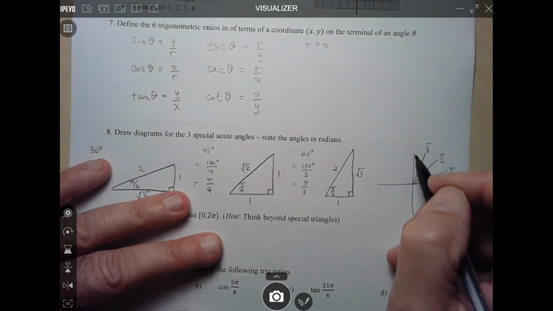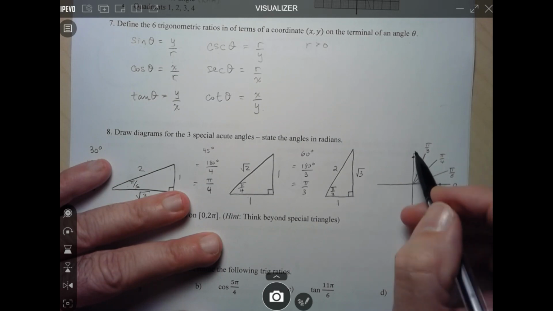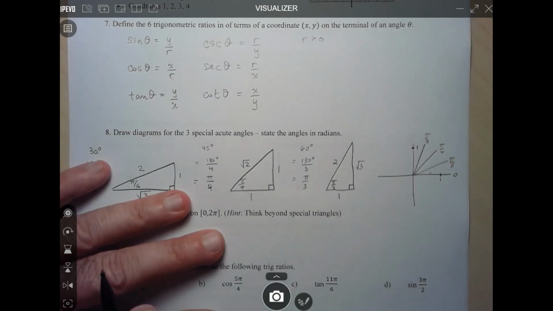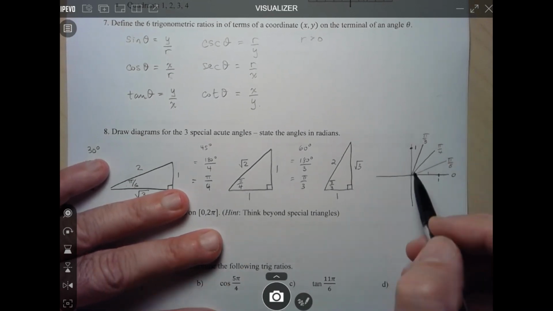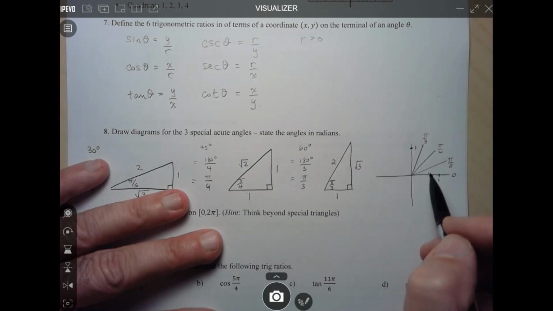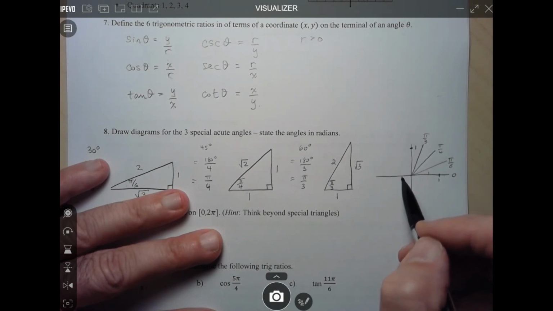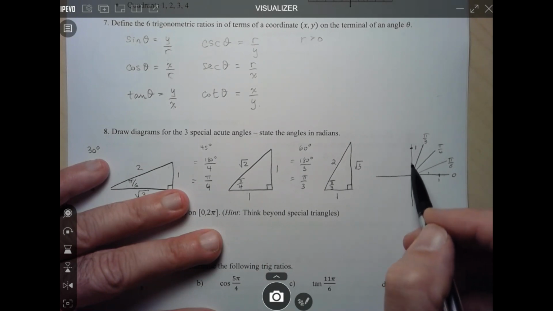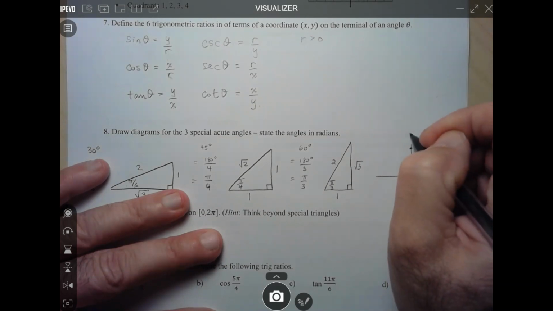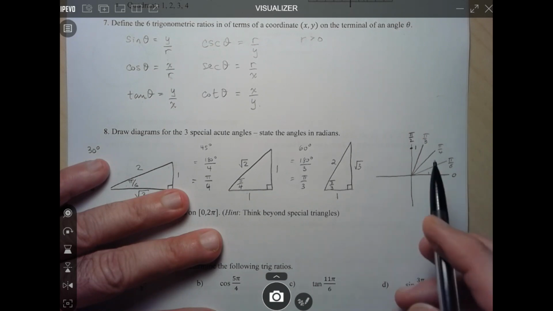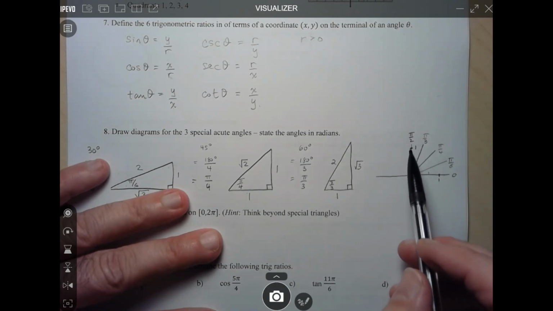But very similar to that, taking a point on the positive y-axis. So let's see what angle this would be. Well, remember, 180 degrees is pi, so 90 degrees is half of 180. So this would just be pi over 2. Okay, and again, this is the point 0, 1.